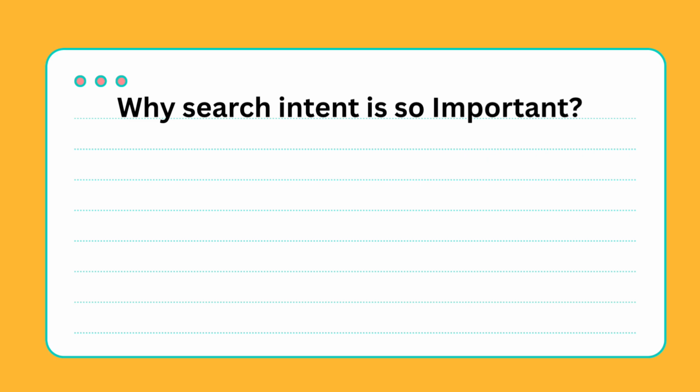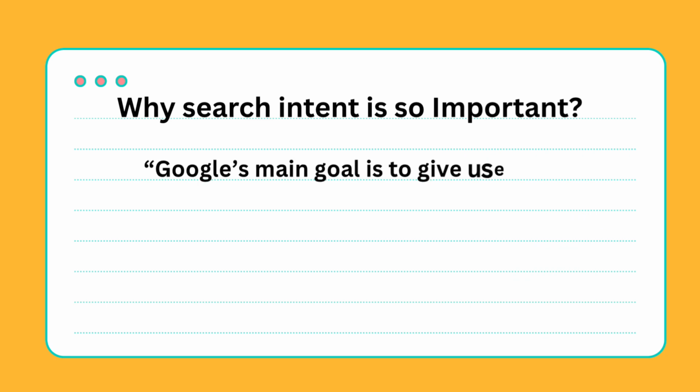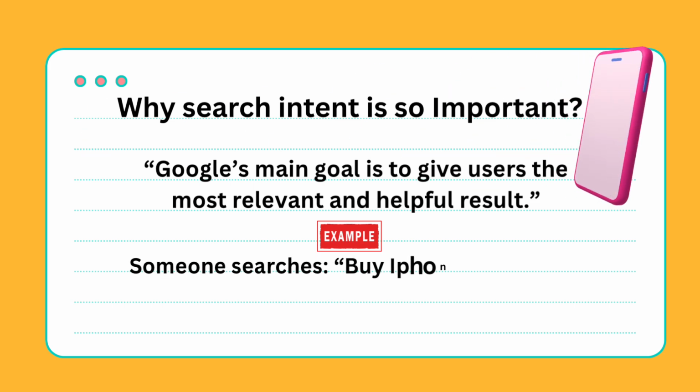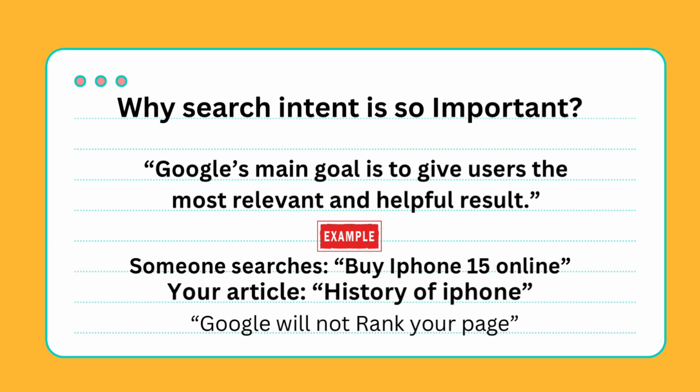Now the question is, why is search intent so important for SEO? The reason is simple. Google's main goal is to give users the most relevant and helpful result. If your content matches the user's intent, Google is more likely to rank it higher. But if your content does not match the intent, ranking becomes very difficult. For example, if someone searches "buy iPhone 15 online" and your article is about the history of the iPhone, Google will not rank that page because the intent does not match.